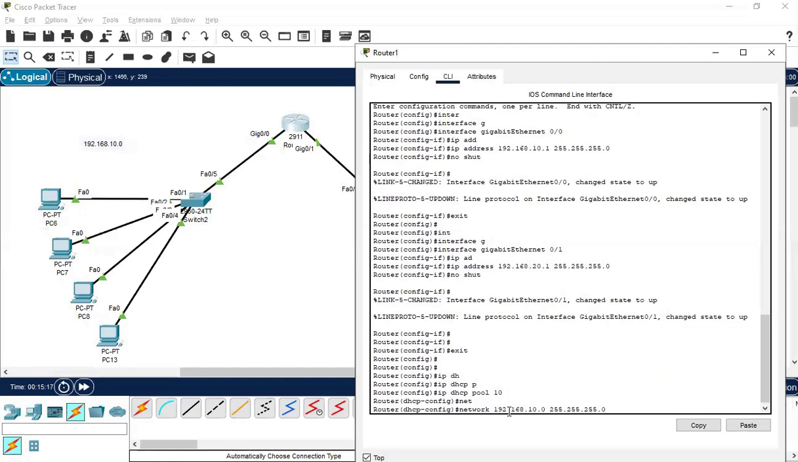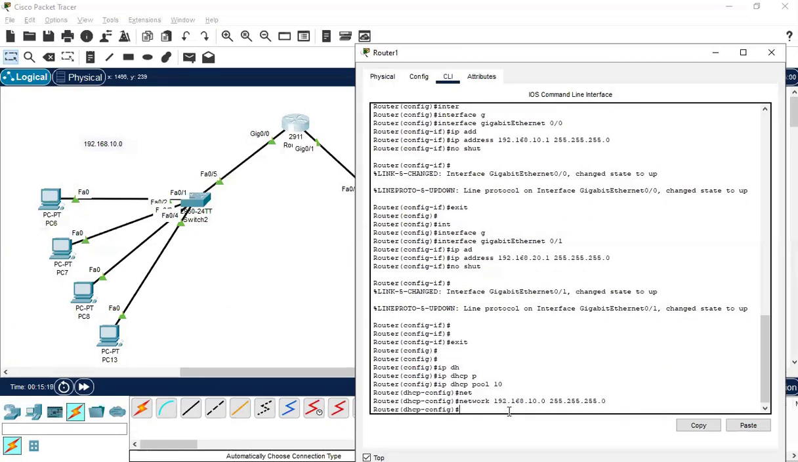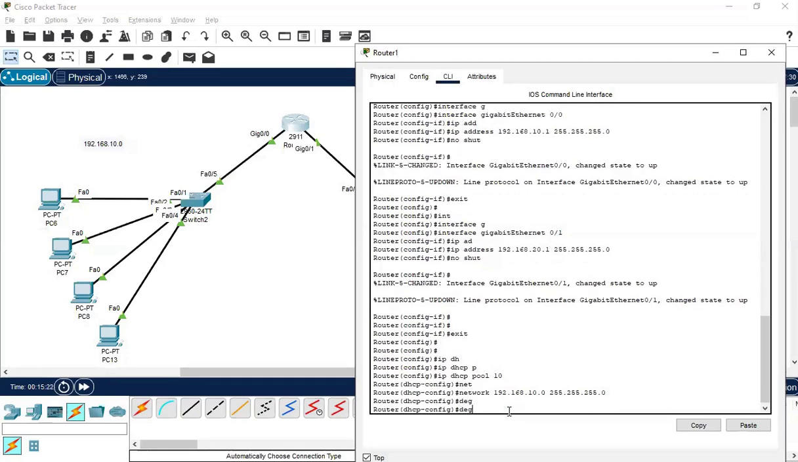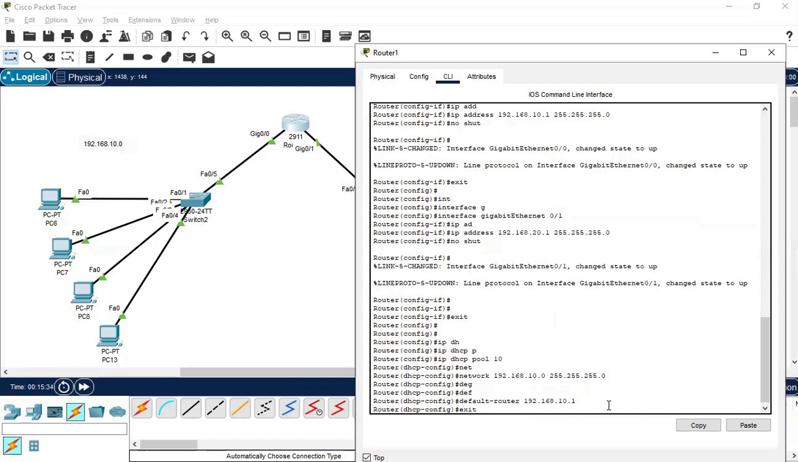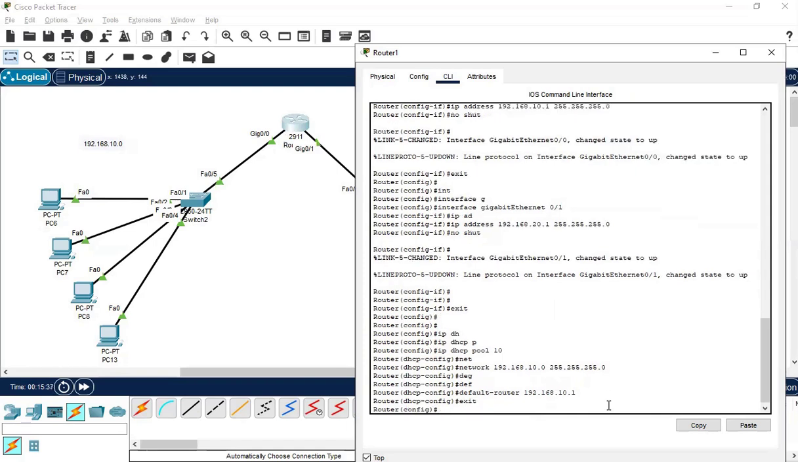The 255s will come because this is a classful network. Then you have to specify the default gateway. Default router 192.168.10.1, because this is the exit and entry point. So this will be your default router. Then put exit. Next, I am going to assign some excluded addresses. Excluded addresses means some of the ranges should not be assigned as IP addresses, so I have to give those ranges as excluded addresses.